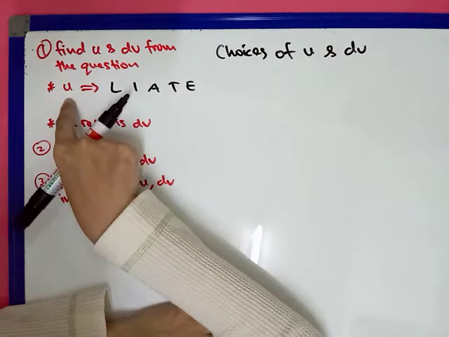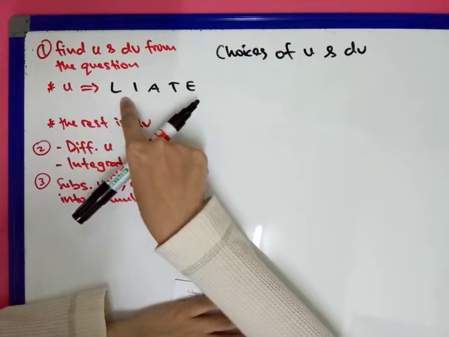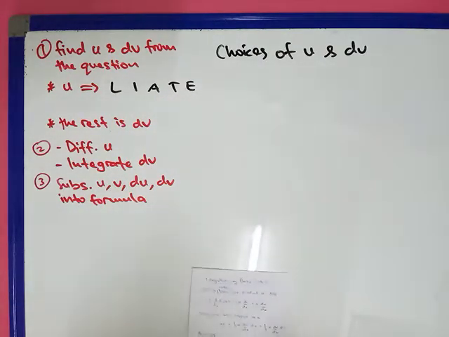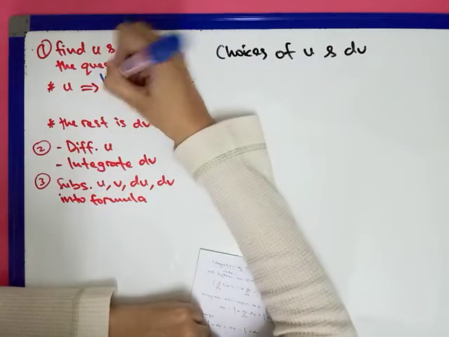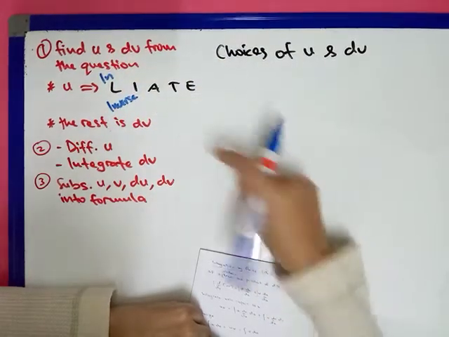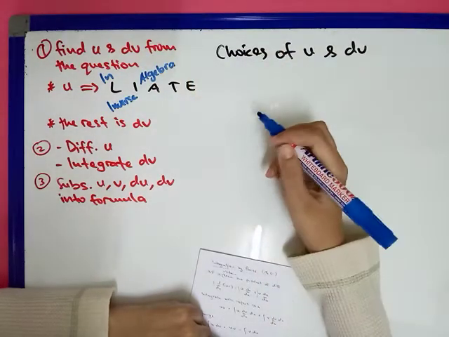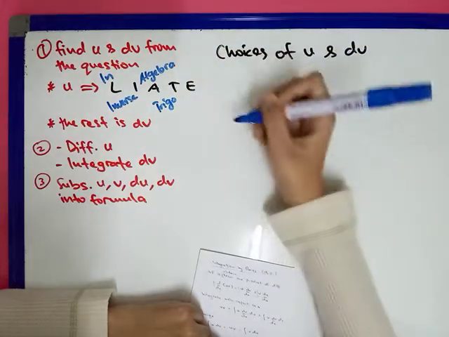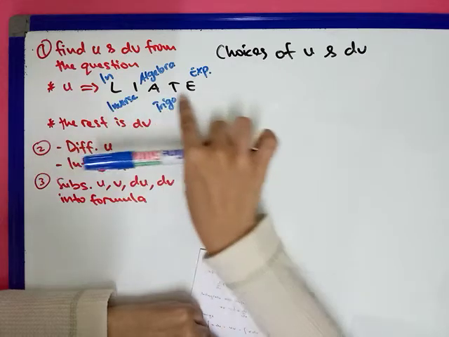Okay, we have to let U follow the sequence of LIATE. What is LIATE here? Okay, we must follow this sequence. L is for ln, I is for inverse, A is for algebra, T is for trigo, E for exponent. Yang ni saya short formkan as LIATE.